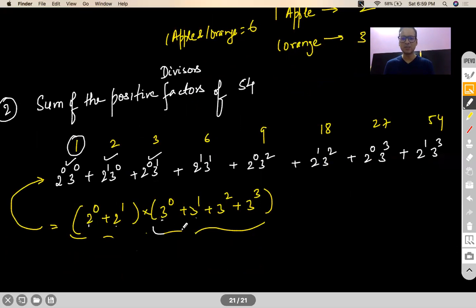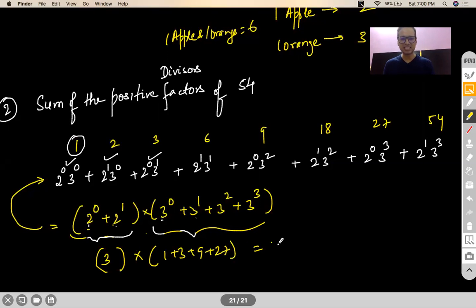So altogether 2 into 4, 8 factors will come out, and those will be these factors. In other words, the sum of these factors would be nothing but 1 plus 2, which is 3, into 1 plus 3 plus 9 plus 27, which is 40. So 3 into 40, 120 will be the sum.